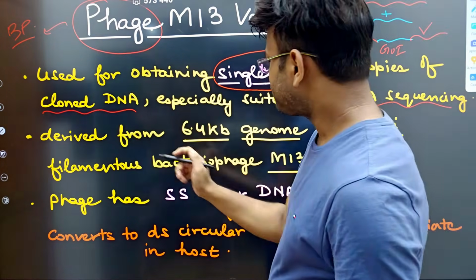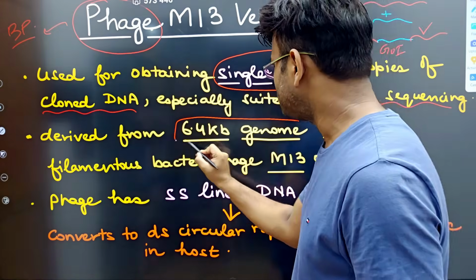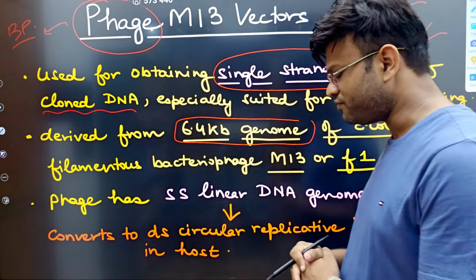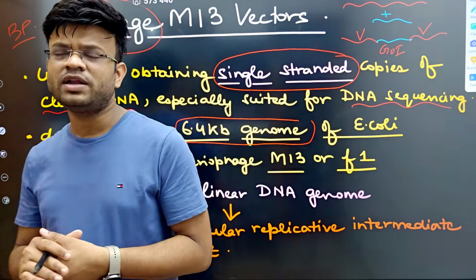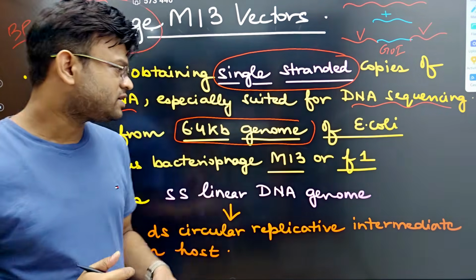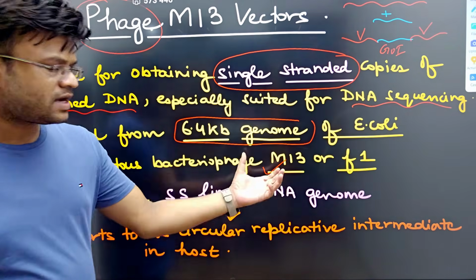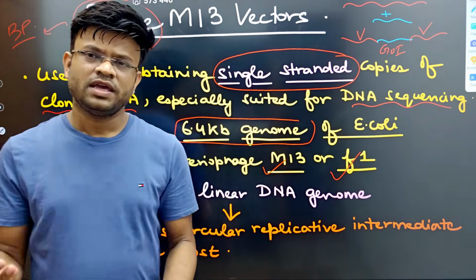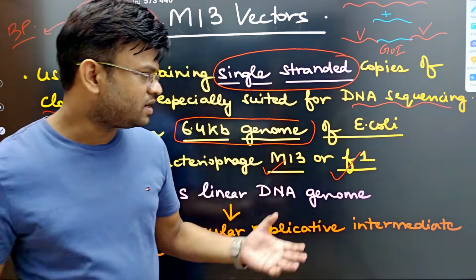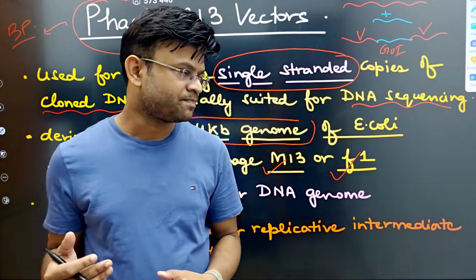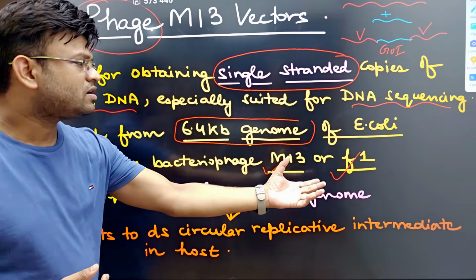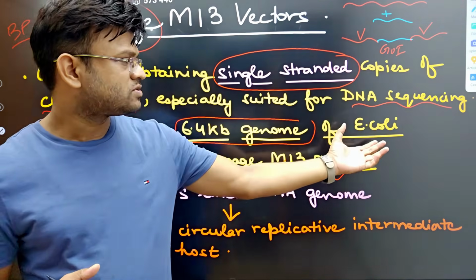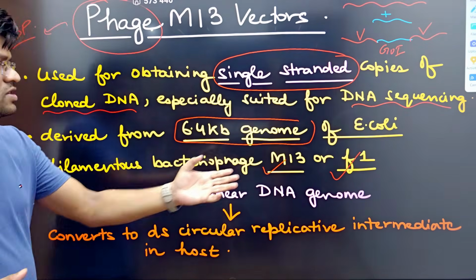Now, derived from the 6.4 kb genome of E. coli filamentous bacteriophage M13, or F1. In the first point, I told you that this particular vector is called M13. An important addition is that it can also be named F1. So either you can call it the M13 vector, or you can call it the F1 vector. Both are the same thing. Again, M13 or F1, both of these bacteriophages can attack E. coli. That is why I have written that they are bacteriophages of E. coli.